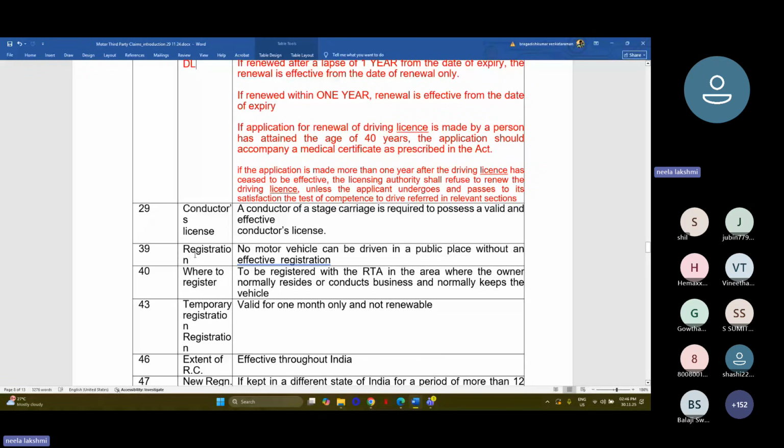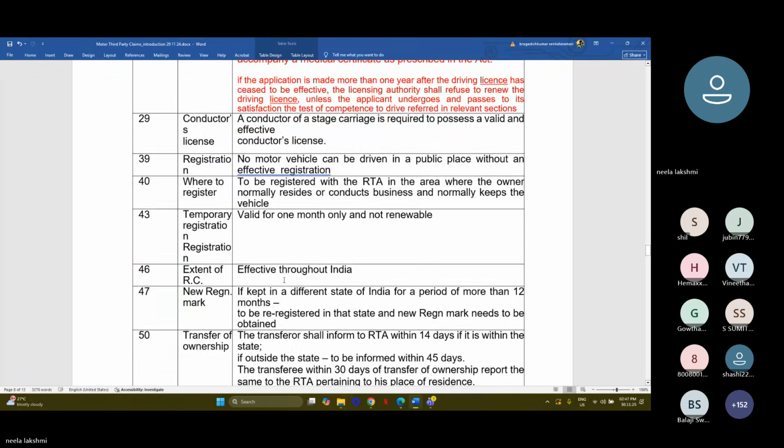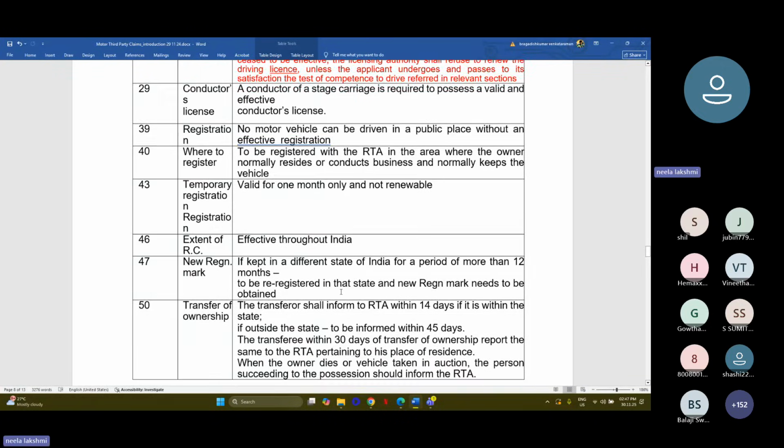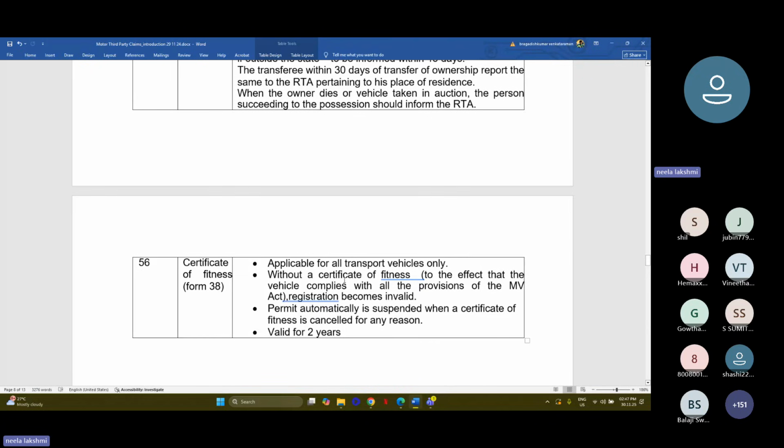Okay, next one. These you can read and find out. As I told, I will explain only the important sections.